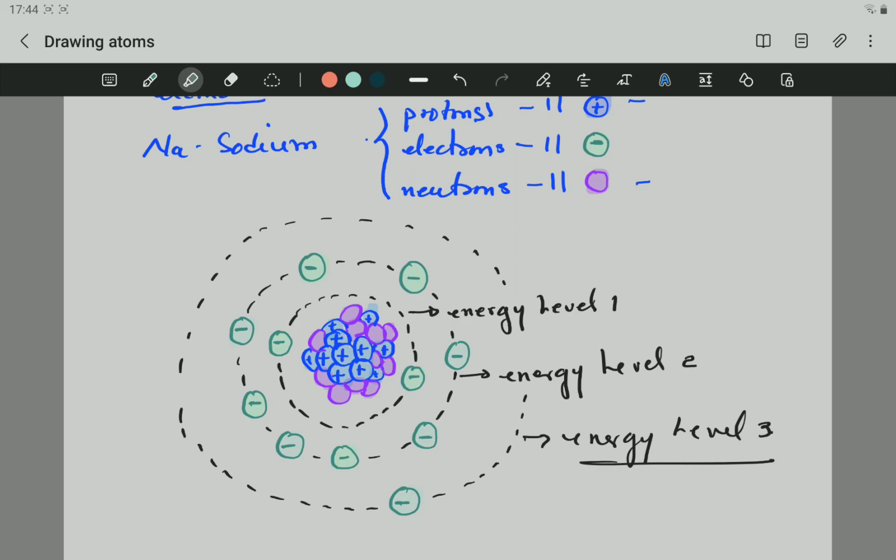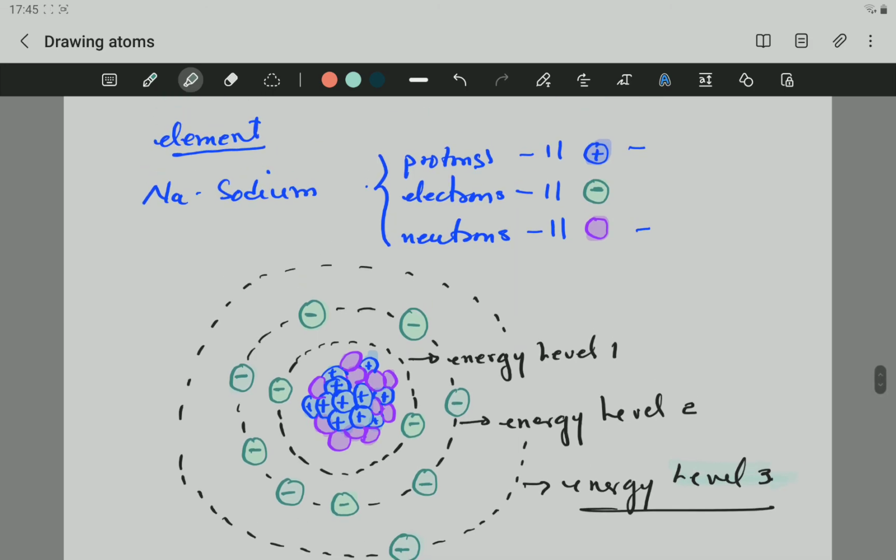Then is the energy level. Now in this case we did have to go to an extra energy level here, energy level 3, because there were not enough. We placed 2 electrons in the first energy level, 8 in the second, that is 10, and we need to go to energy level 3 to place the number 11. I hope this is understood. It's clear.